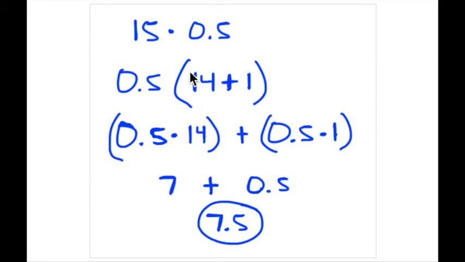All right, so 15 times 5 tenths. That is the same as 15 times 1/2. And you can rewrite this as 5 tenths times, and I'm going to separate the 15 into 14 plus 1. Because I know what half of 14 is, and I know what half of 1 is just by looking at it. So there's a number of other ways that you can choose to do this. I'm going to show you some of those in a moment.